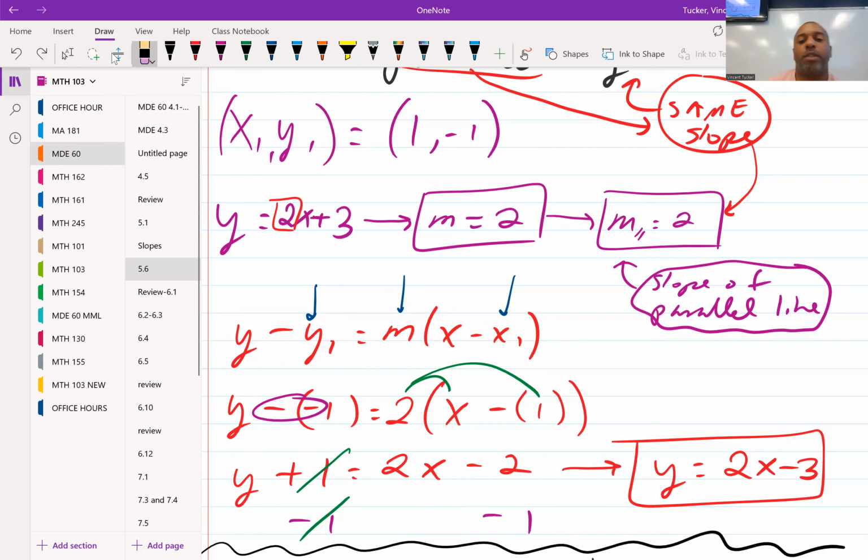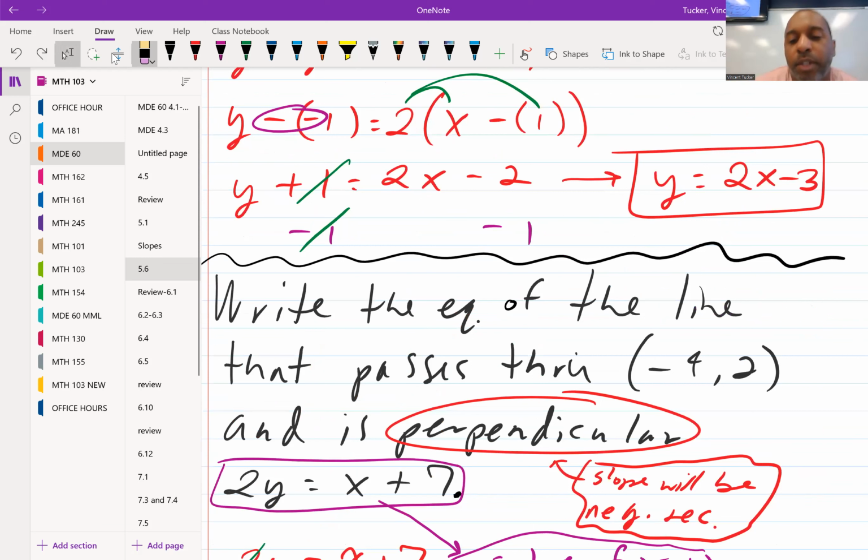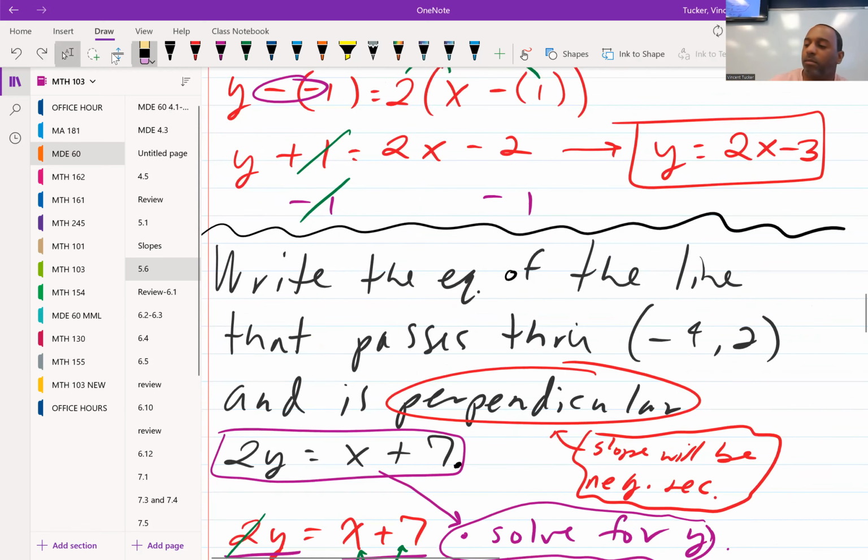All right, similar situation, but this time the line is perpendicular to the equation given. So we want a line that passes through the point (-4, 2), and is perpendicular to 2y equal to x plus 7.